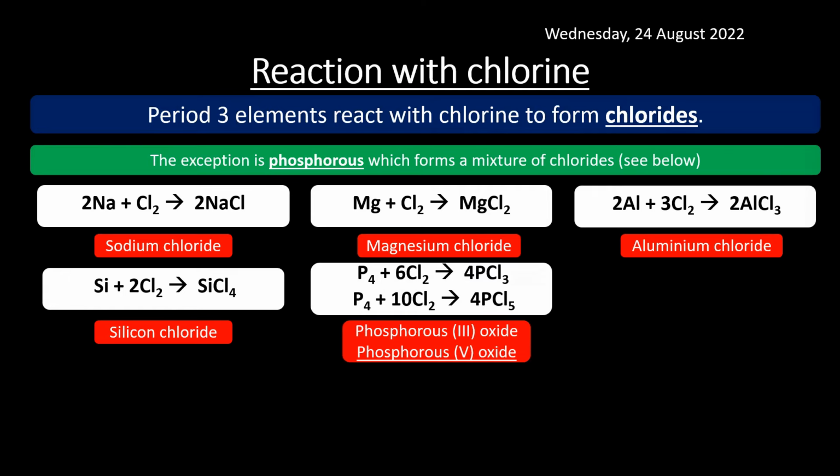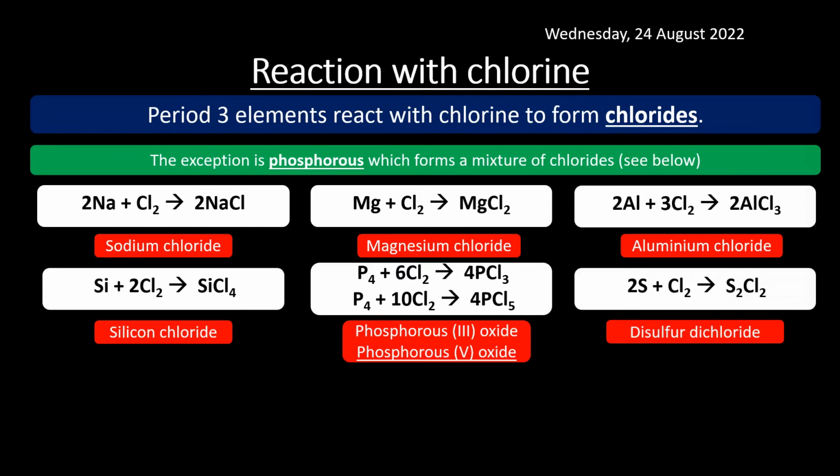Phosphorus can react with chlorine to form PCl3, which is phosphorus 3 chloride, not oxide, sorry. And then you can also form phosphorus 5 chloride. So that should say chloride, not oxide, just to make that really clear. Okay, I'll get that changed.